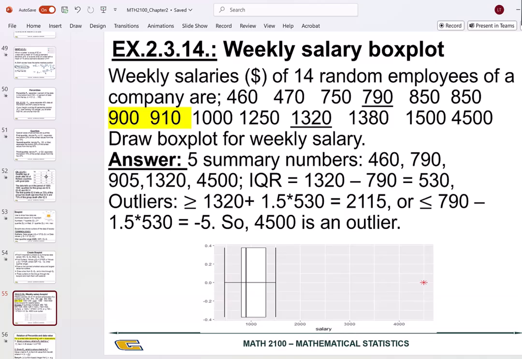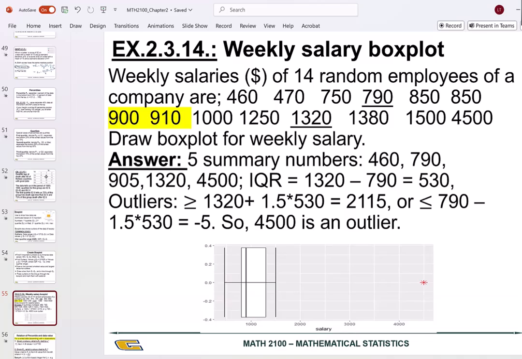And the outlier is any value bigger than 1,320 plus 1.5 IQR, so any number bigger than 2,115, or less than Q1 minus 1.5 IQR, which in this case gives you negative 5. So for this data set, you have one outlier, which is 4,500 here, so you put it as an asterisk here.